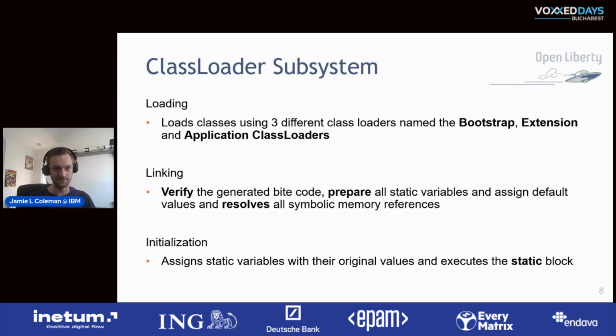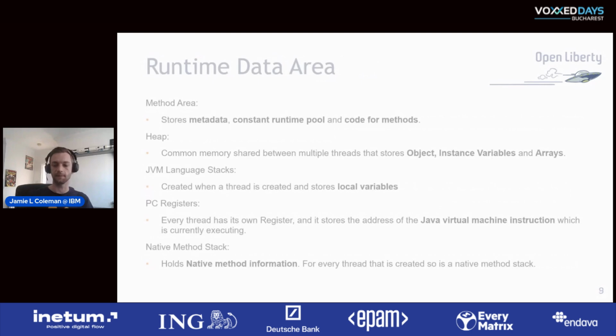So obviously the loading part loads 3 different class loaders. You've got Bootstrap, extension, and the application class loader. Linking basically verifies bytecode and prepares all the static variables. And then initialization kind of assigns static variables to their original values and then executes the static block.